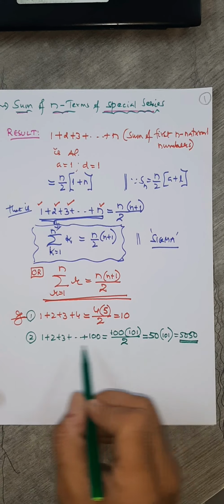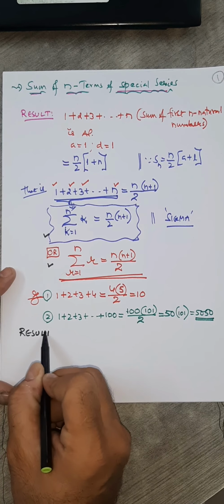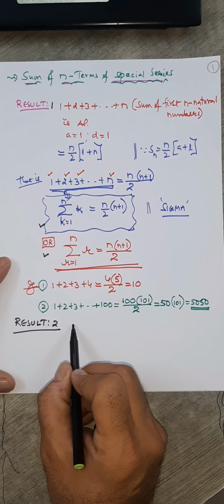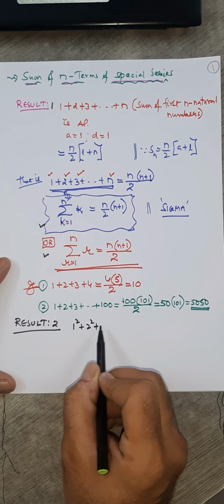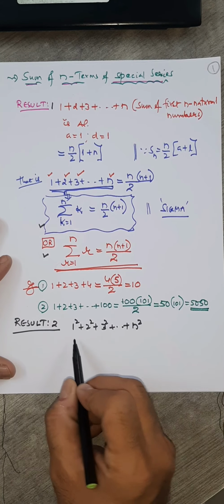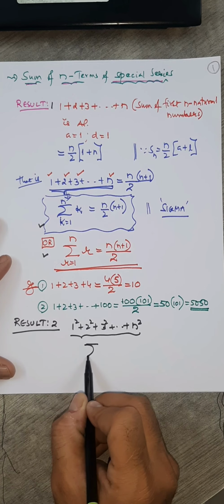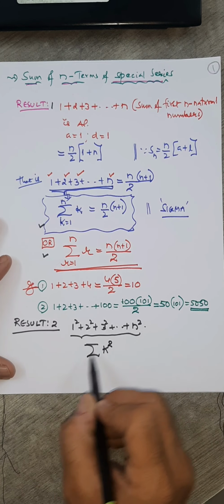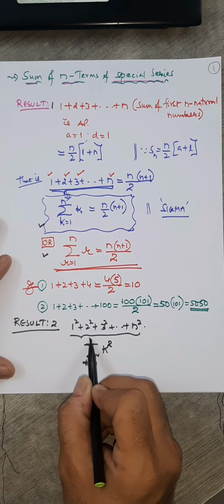Now the second result, let me write result number 2. That is 1 square plus 2 square plus 3 square up to n square. How do you describe this? The sum of the squares of the first n numbers. Here the first word is important: sum of the squares of the first n numbers. How do I express this in the form of sigma? I can use the variable k, anything you can use. But here everywhere you have squared, so k square, where k runs from 1 to n.